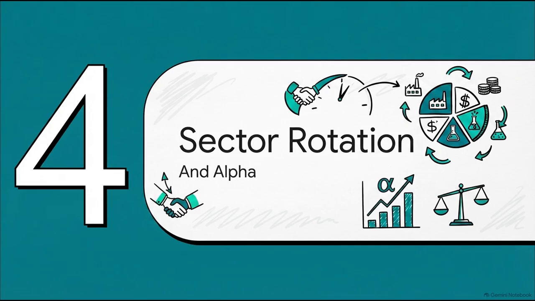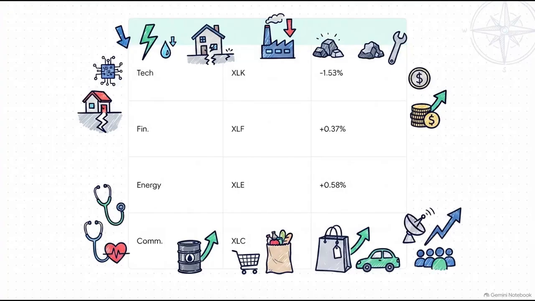Okay, Section 4, Sector Rotation and Alpha. We have to look at the exact performance across all 11 GICS sectors today to see where the smart money is moving. Tech, XLK, took a hit, down 1.53%. Rate-sensitive utilities, XLU, dropped 1.09%, and real estate, XLRE, fell 0.45%. Industrials, XLI, were down 0.95%. Materials, XLB, down 0.12%, and healthcare, XLV, was down 0.23%.